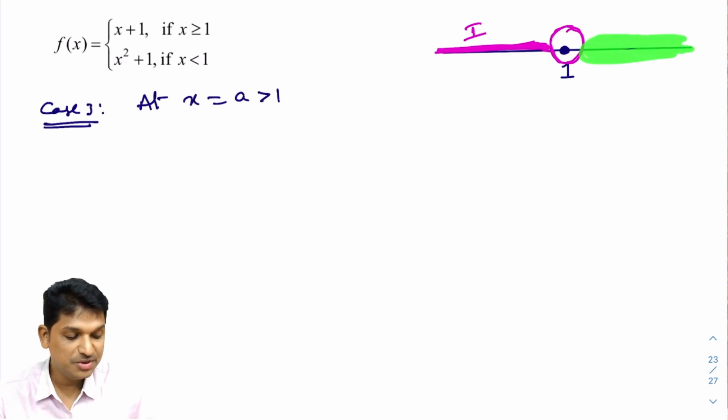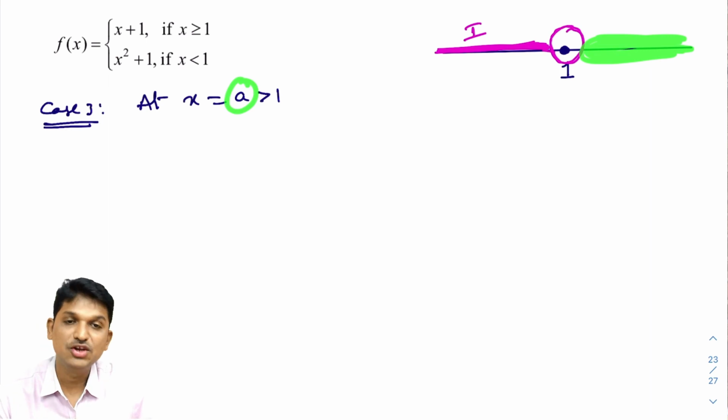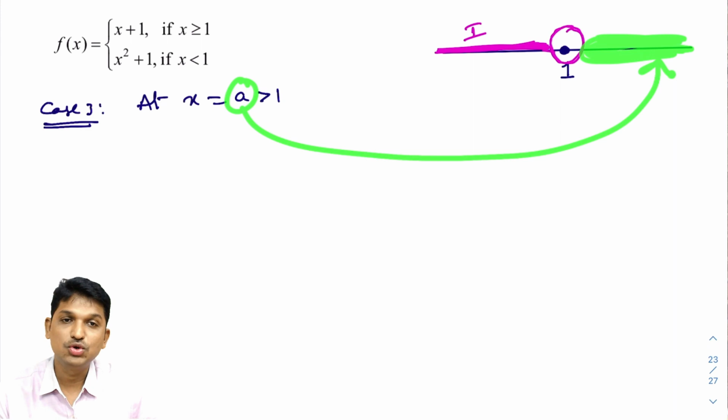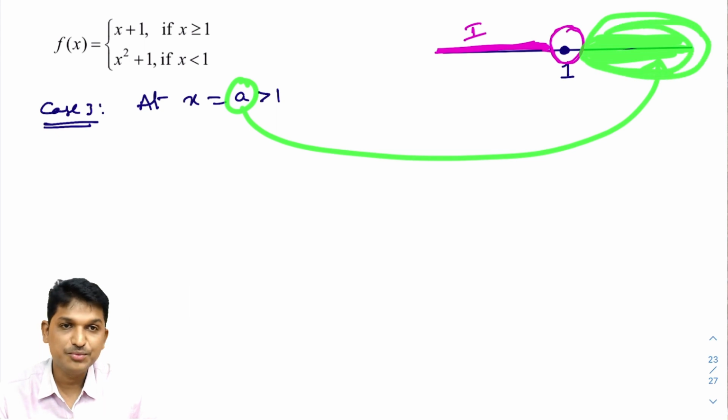In this zone, what is the a value? Can I take a value 100? Yes, 100 is greater than 1. Can I take a value minus 1? No, you cannot take a value minus 1 because minus 1 is not greater than 1. Can I take a value 200? Yes. Can I take a value 2? Yes, you can take. So I am checking continuity in this zone. I hope you are understanding.